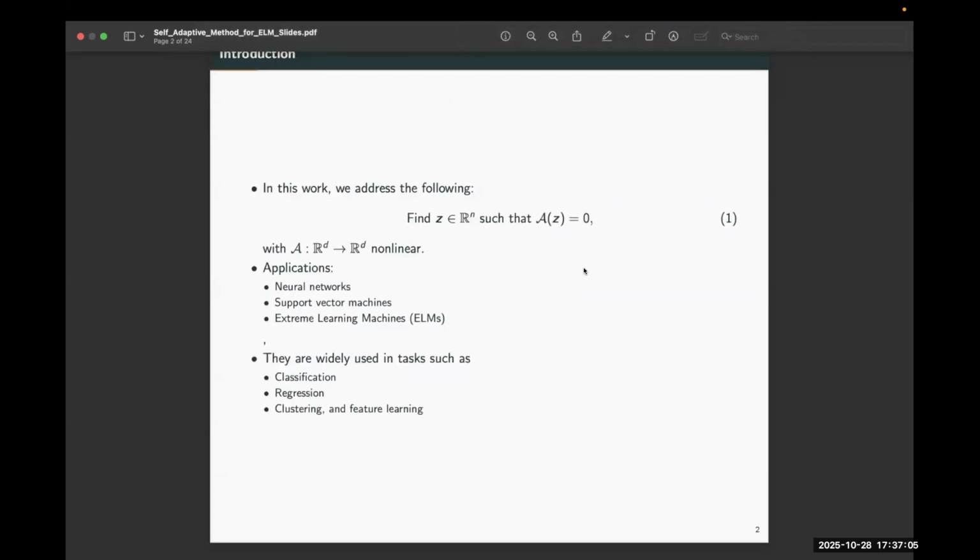In this work, we try to address the problem of finding a point in a Euclidean space such that for some operator A, the operator at that point will be 0, where this operator A is a nonlinear operator. So we are all familiar with this kind of zero problem, because we're trying to find the zero of this operator. This problem is important in many applications such as neural network, support vector machine, and extreme learning machine. In general, this problem can be applied to a lot of machine learning problems, which are widely used in classification, regression, clustering, and feature learning.